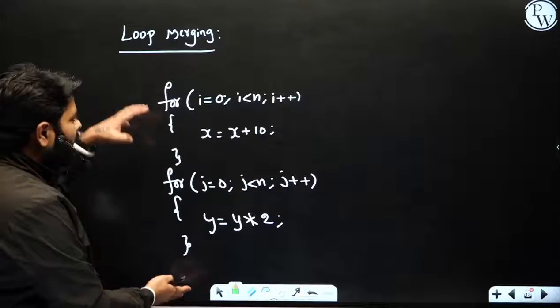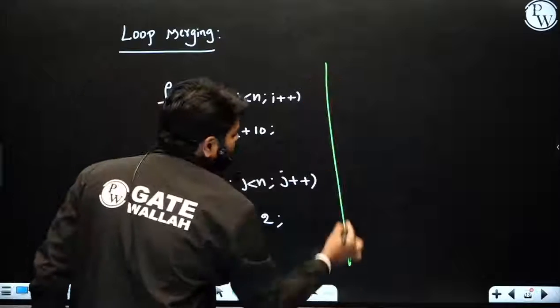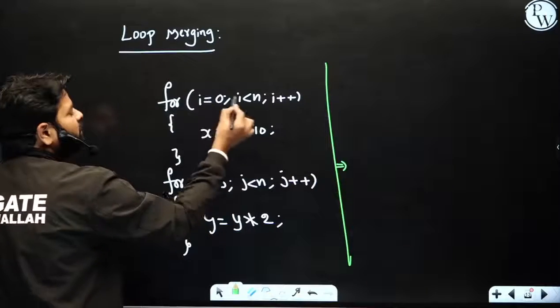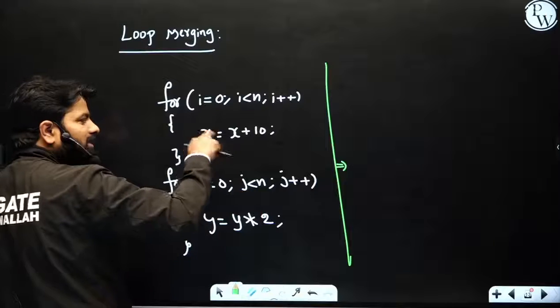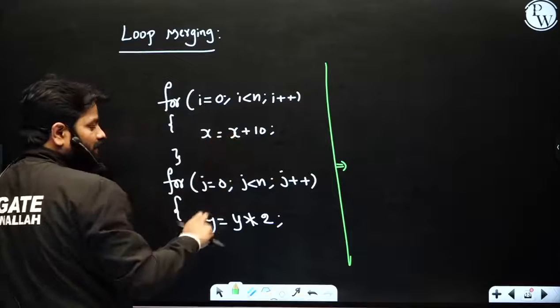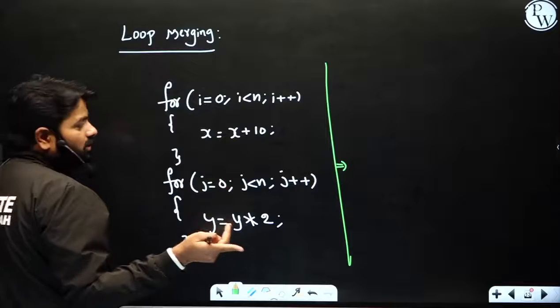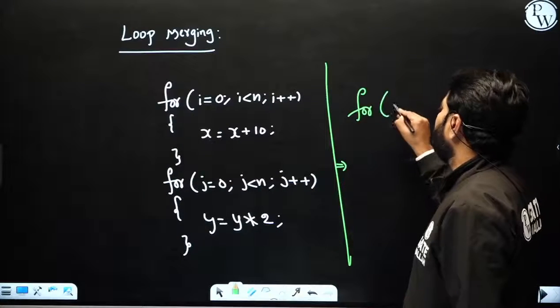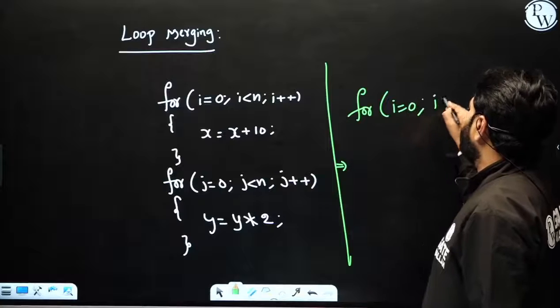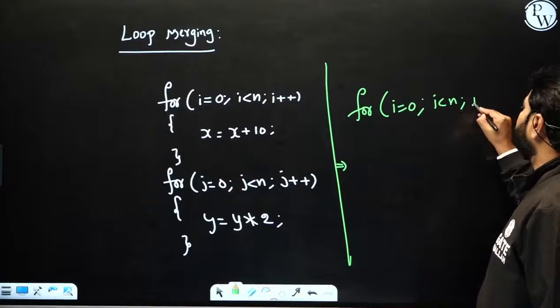Now can I combine these 2 loops? Is that possible or not? See here, 0 to n minus 1, 0 to n minus 1. Here x is repeatedly adding with 10, here y is repeatedly multiplying with 2. Right? You can do them simultaneously within a single for loop, like for i is equal to 0, i less than n, i increment.